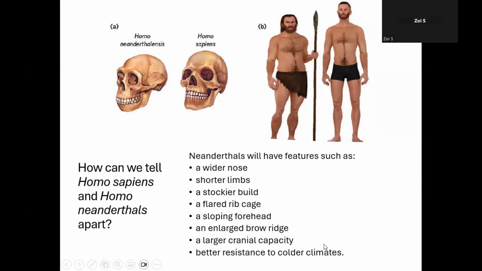They also had a better resistance to colder climate, and you might be able to attribute that to their stockier build as well.